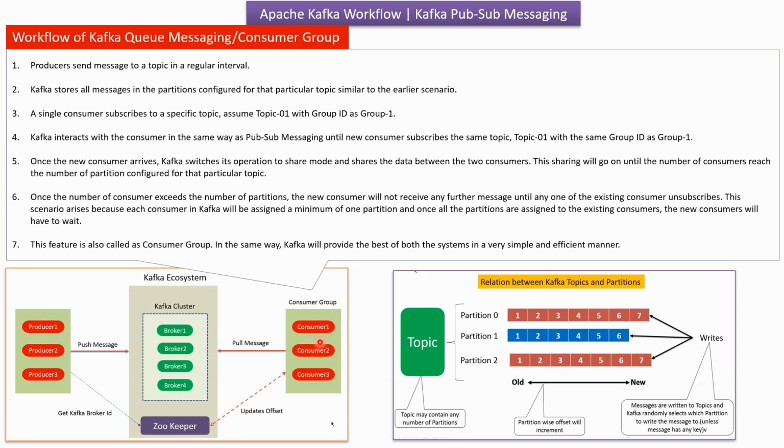Once the new consumer arrives in the same consumer group and subscribes to the same topic, Kafka switches its operation to a share mode and shares the data between the two consumers. This sharing will go on until the number of consumers reaches the number of partitions configured for the particular topic. Once the number of consumers exceeds the number of partitions, the new consumer will not receive any further messages until one of the existing consumers unsubscribes. This scenario arises because each consumer in Kafka will be assigned a minimum of one partition.